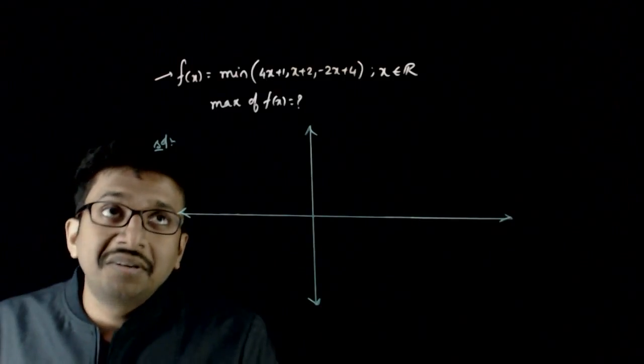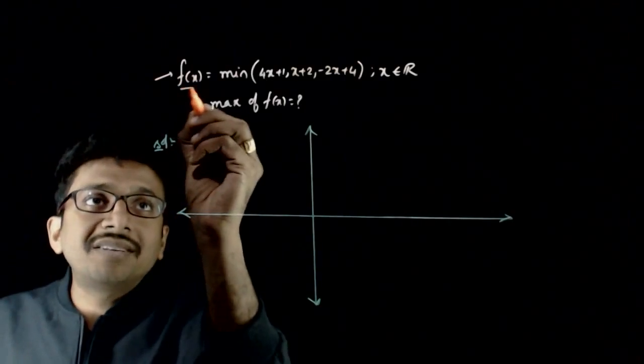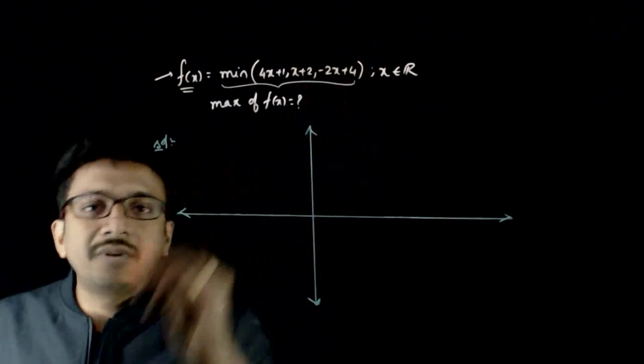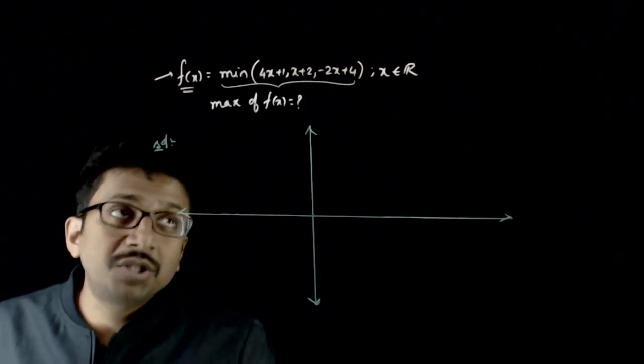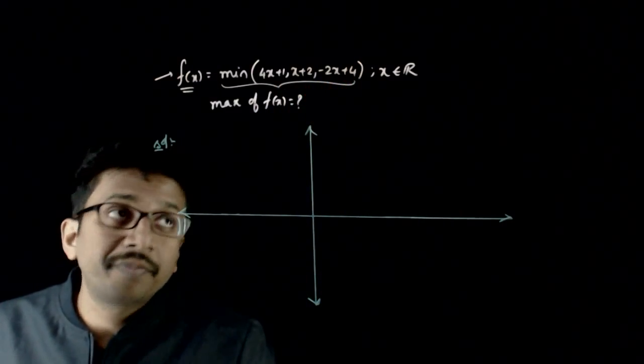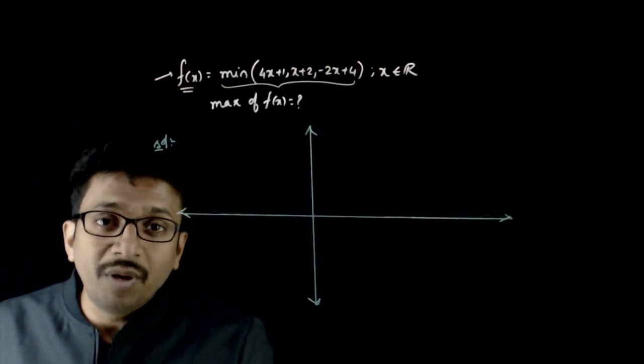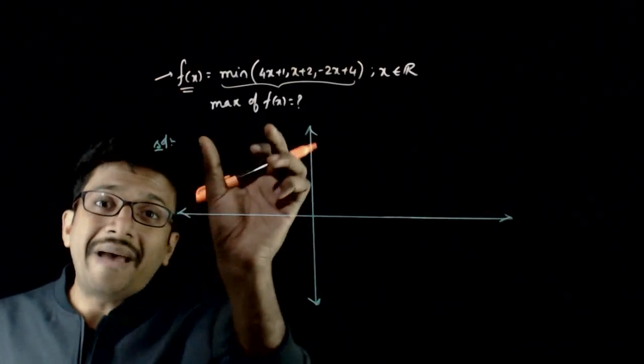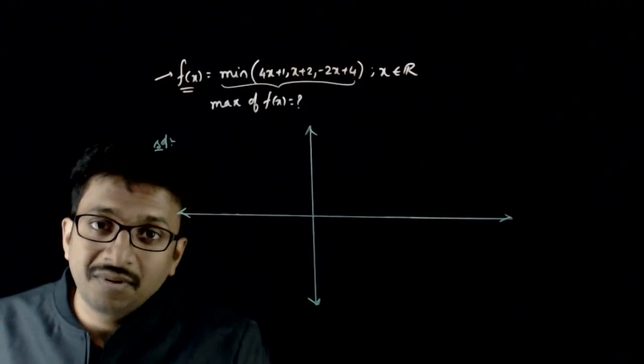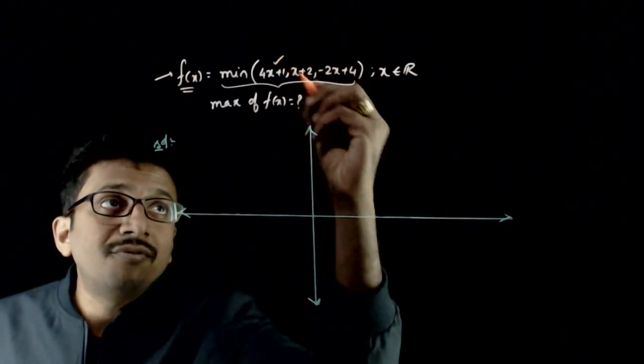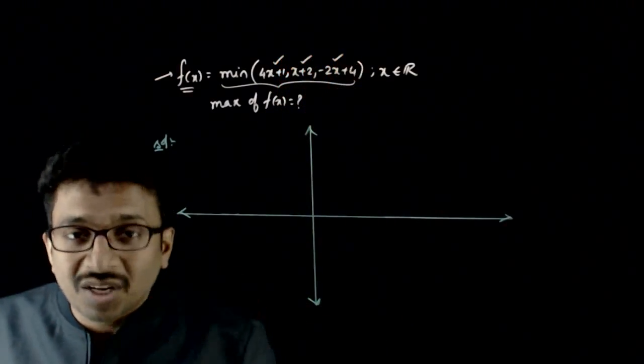So welcome students. In this question, you're given that f of x is the minimum of 4x plus 1, x plus 2 and minus 2x plus 4, where x belongs to all real numbers. What is the maximum of f of x? That's the question. So you're given three functions, 4x plus 1, x plus 2 and minus 2x plus 4.